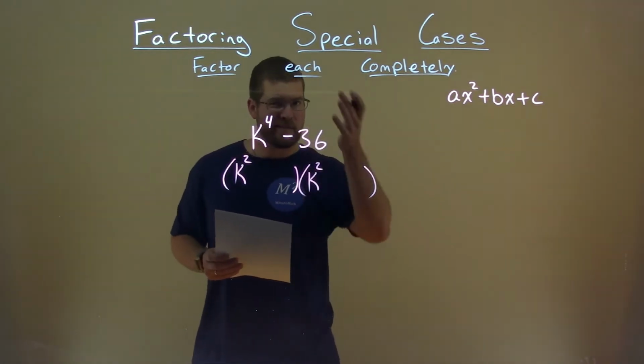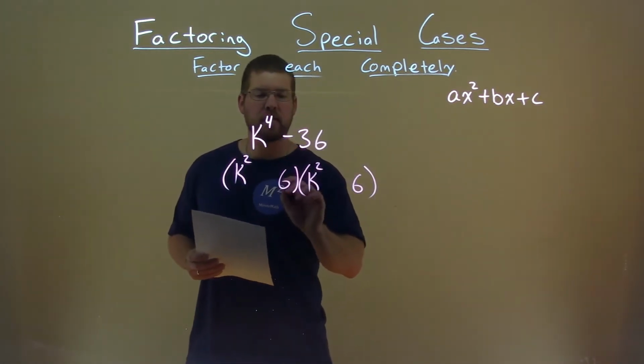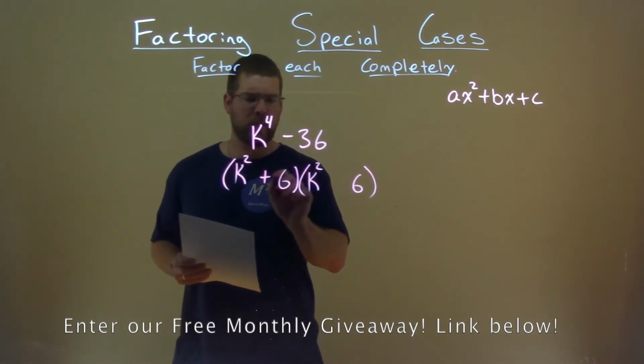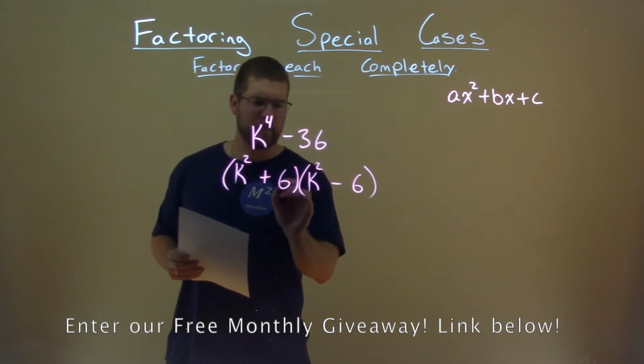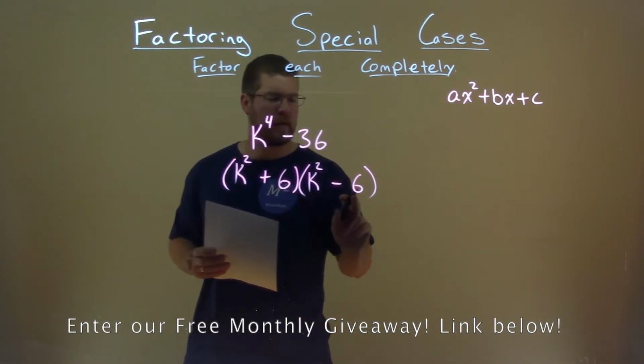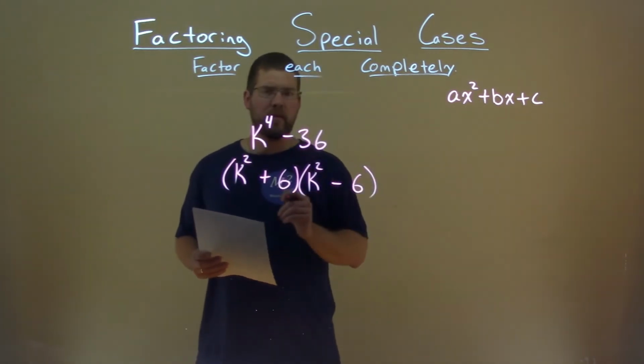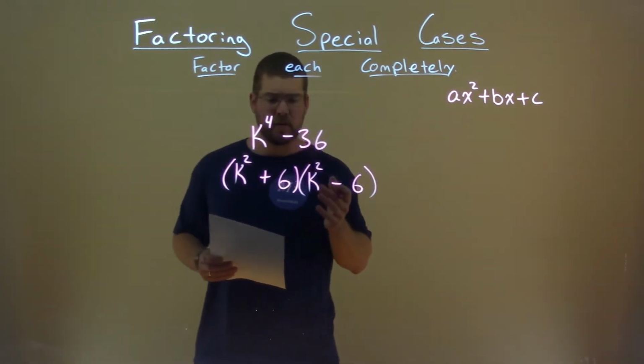Let's look at the 36. Square root of 36 is 6. 6 here, 6 here. Well, 6 times 6 is 36, but this is a negative. So if we make one positive, one negative, we have that part taken care of. 6 times minus 6 is a negative 36. But here's the kicker. Our b value here is 0.